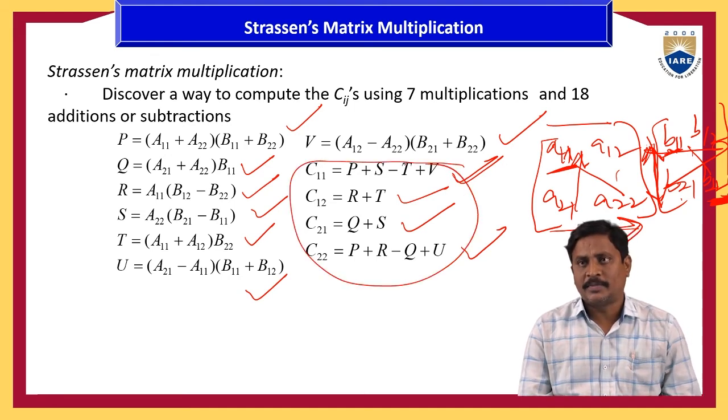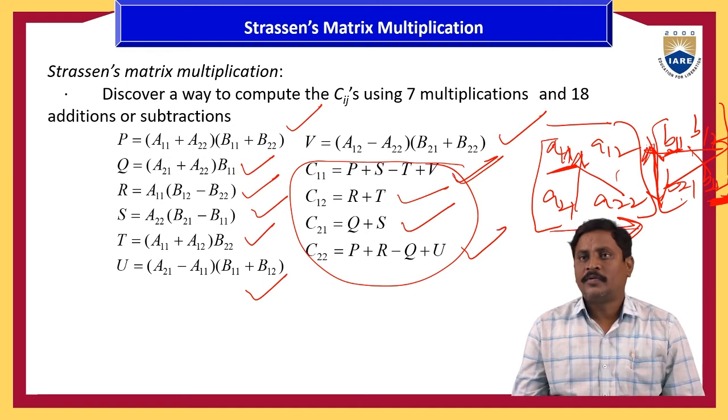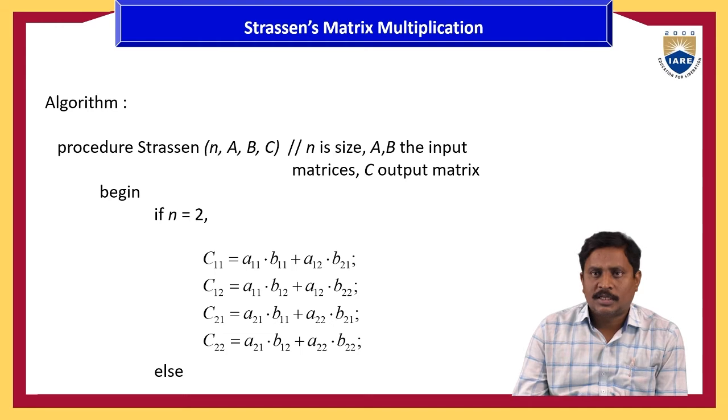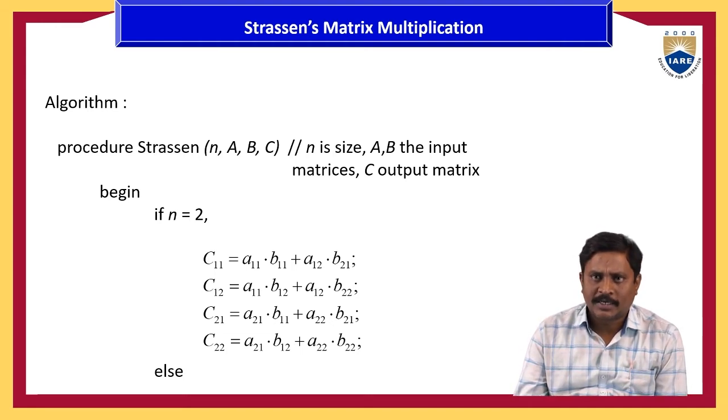Here we use only 7 multiplications and 18 additions or subtractions. So we reduce one multiplication compared with the usual multiplication, and it takes less time to calculate matrix multiplication. Now this is the procedure for calculating Strassen's matrix multiplication.